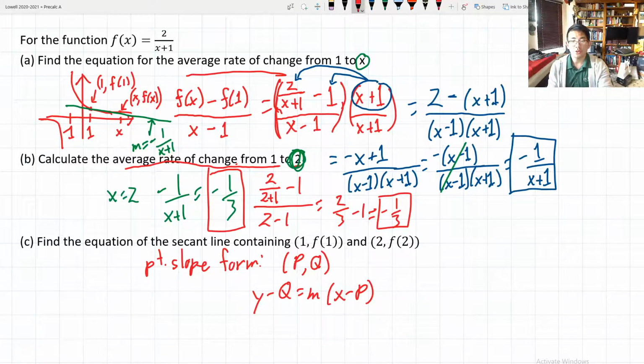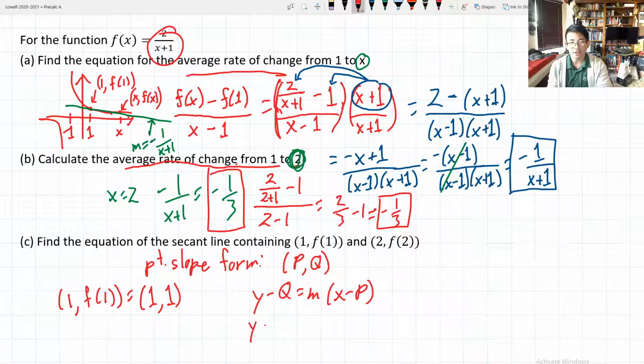And so we can just plug in either of these points to get the right one. So I'll use 1, f of 1, which is really, let's see, when I plug in 1, I will get 2 over 2, which is just 1, I believe. Yeah, okay. So now my equation is just y minus 1 equals our slope, which is negative 1/3, times x minus 1. If I wanted to clean that up, you can move the 1 over, but this is good enough for now.